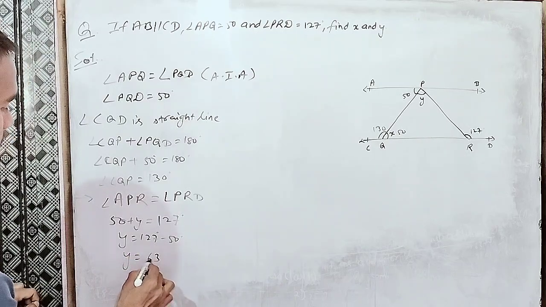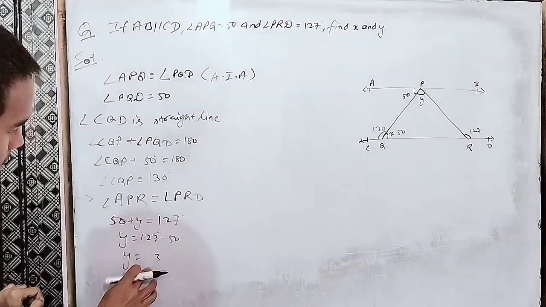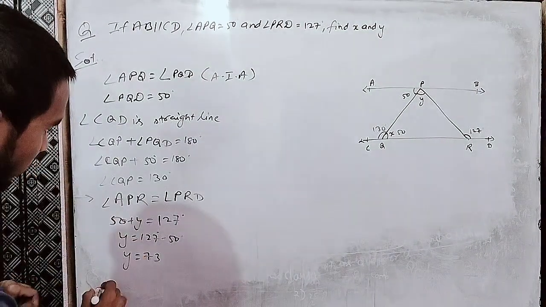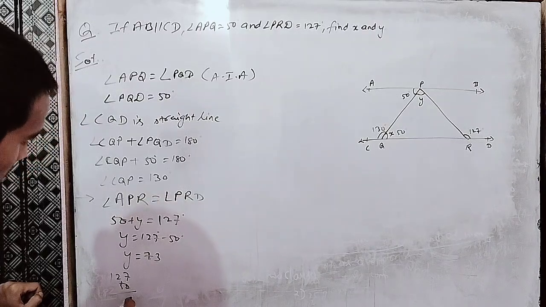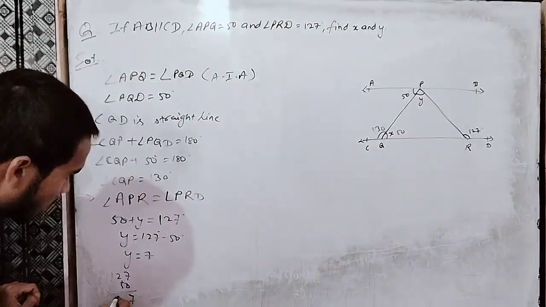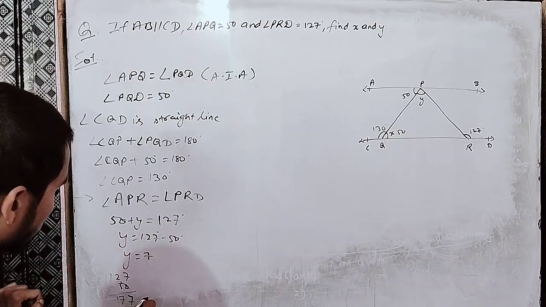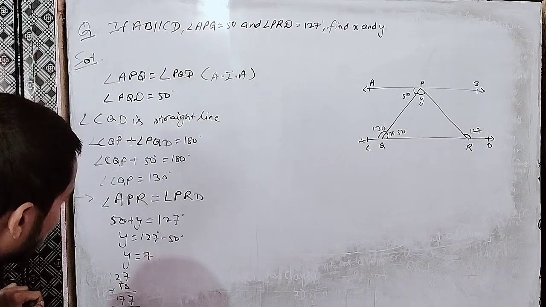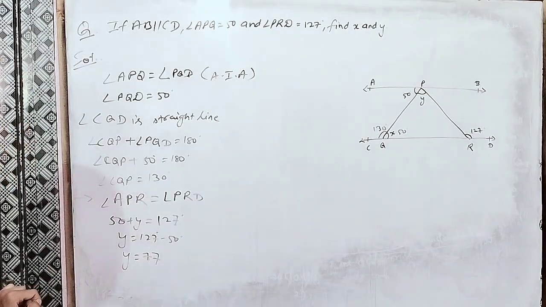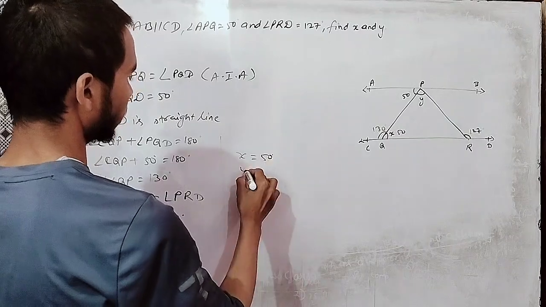127 minus 50 is 77. So the value of y is 77. The value of x is how much? Only 50, and y is 77.